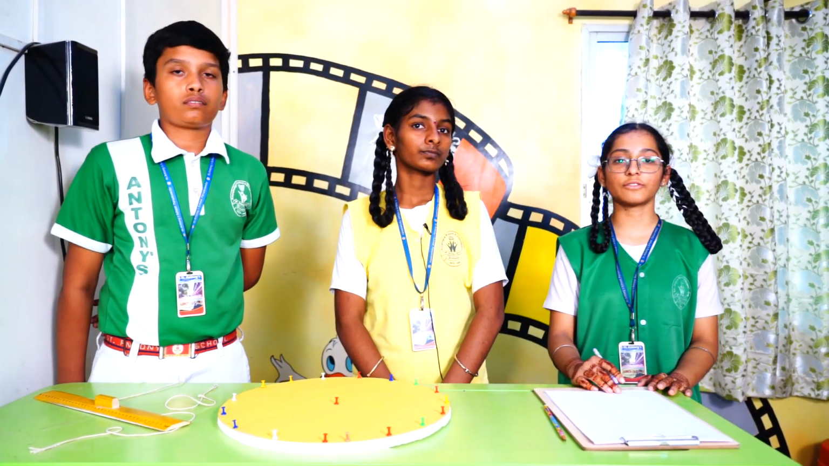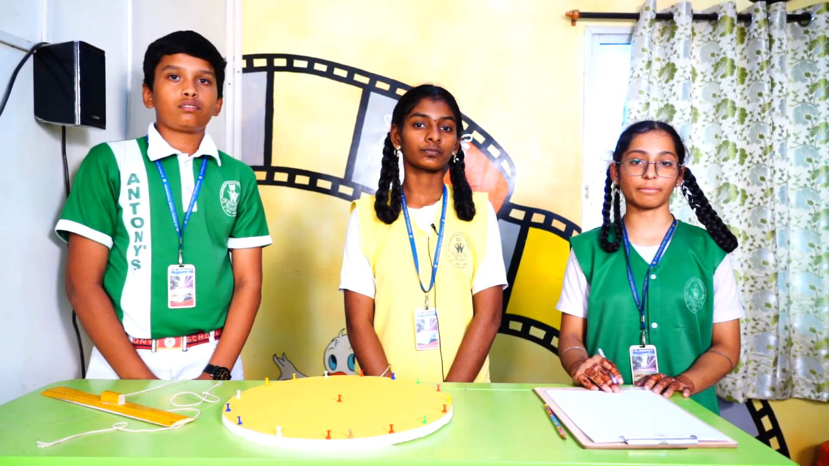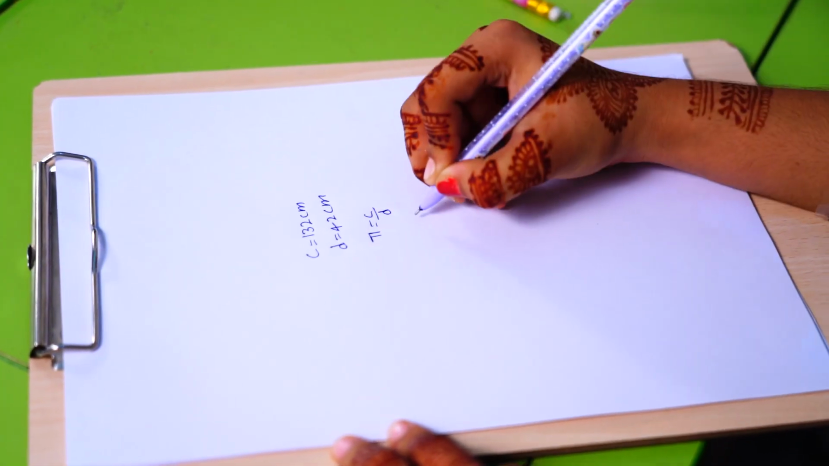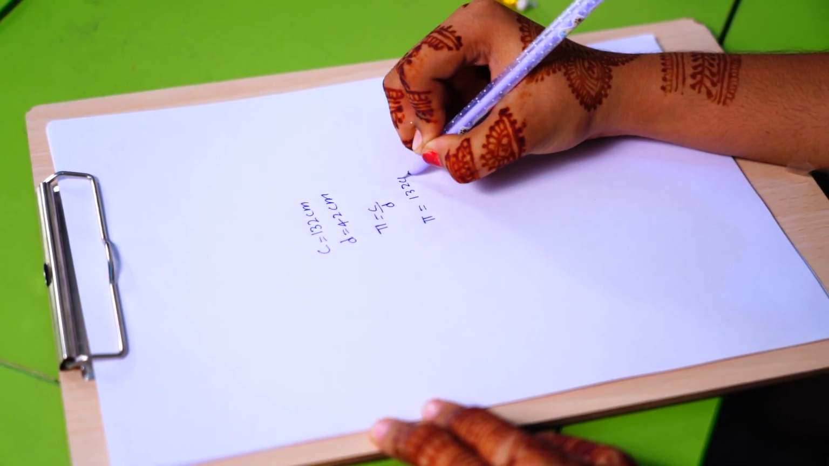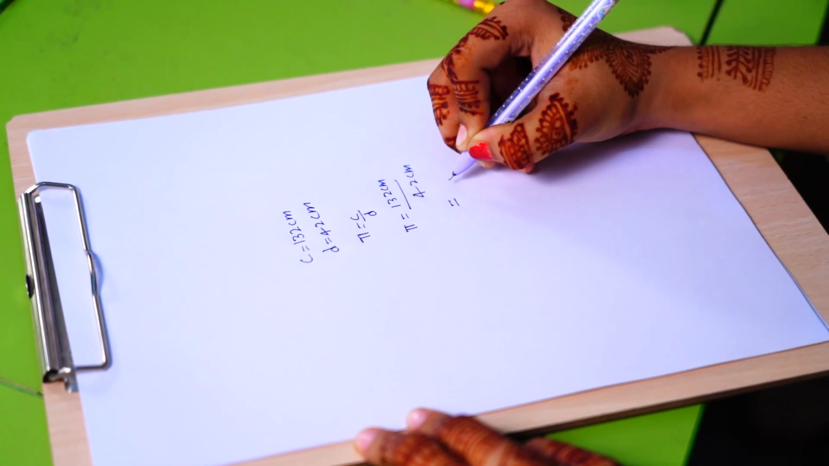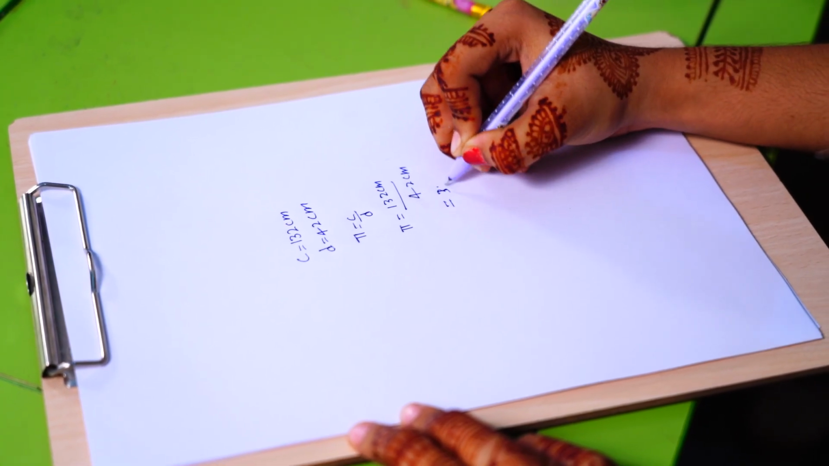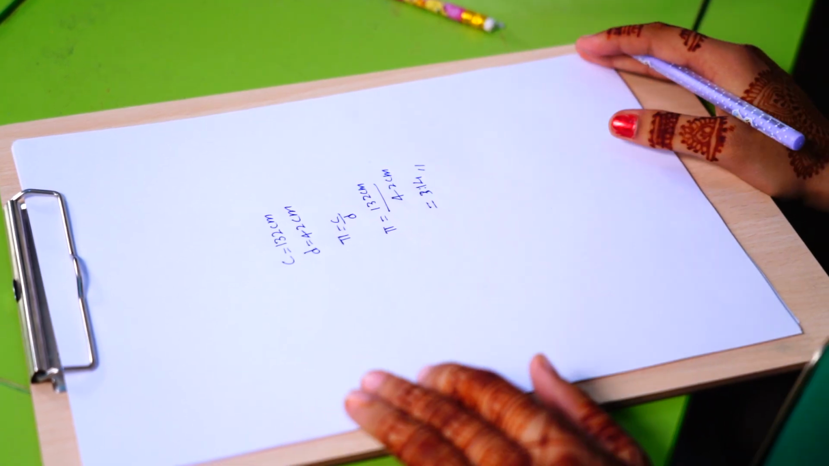We know that pi is the ratio of circumference and diameter. Pi equals C by D. Circumference is 132 centimeter and diameter is 42 centimeter. We are getting 3.14 approximately.